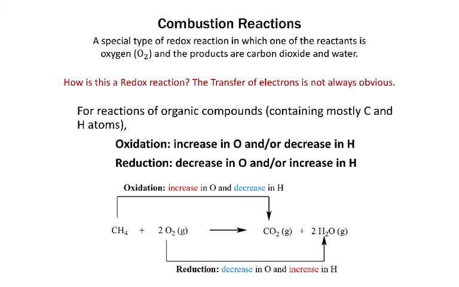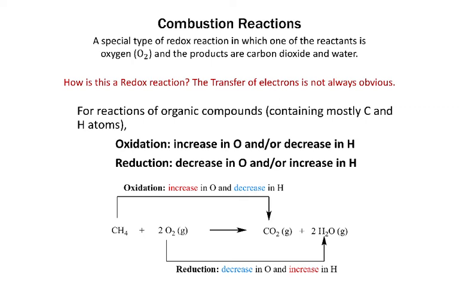Here's another way to think of this and to see it's not always so obvious that transfer of electrons has occurred. Here is a combustion of methane and oxygen, which is also a redox reaction. So one way that you can think about a redox reaction is that for reactions of organic compounds containing mostly carbon and hydrogen atoms, oxidation occurs with the increase in oxygen or the decrease in hydrogen, and reduction is a decrease in oxygen or an increase in hydrogen.